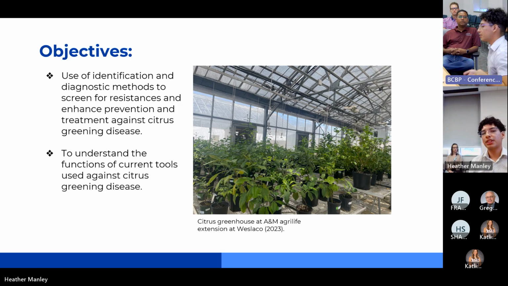So our objectives for researching CLAS and for preventing citrus greening disease, here with the research department that I worked with, we used identification methods, specifically molecular identification methods as well as visual. We use diagnostic methods to screen for resistances and enhance prevention against the treatment of citrus greening. And other objectives that we have are to understand the functions of current tools to better improve different aspects of why the pathogen is so difficult to work with, so difficult to counteract, and so difficult to treat.